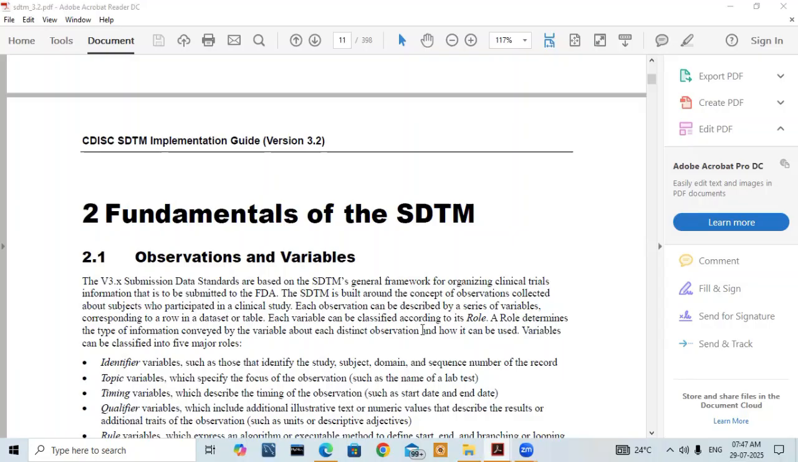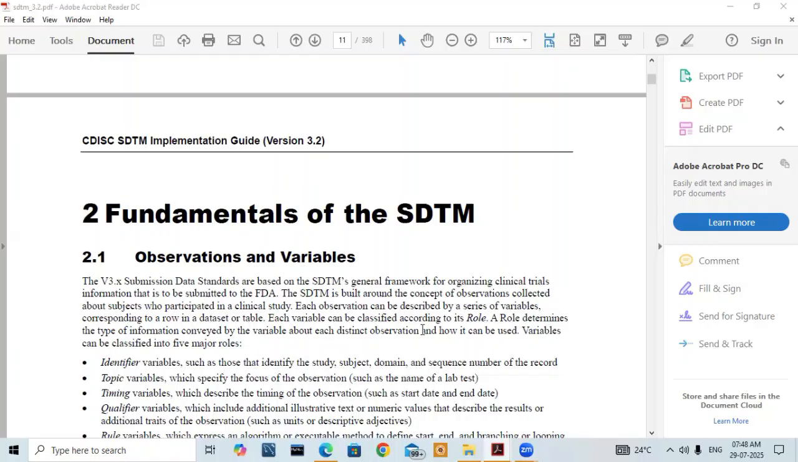Now, what is the clinical trial data set? It means the original data which we collect on the CRF. CRF is nothing but the case report form. That data is converted into SDTM domains, SDTM tables. First we use the SDTM, Study Data Tabulation Model. Here the clinical trial data collected on the CRF is converted into SDTM domains.